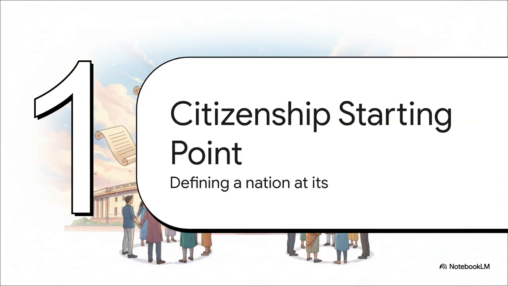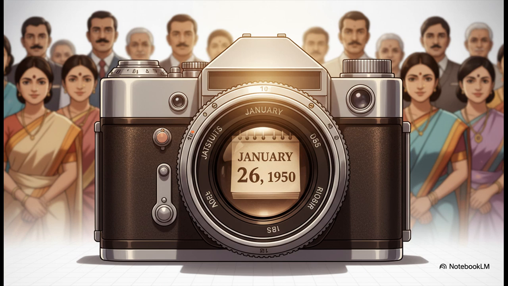All right, first up, India's citizenship starting point. Now, if there's one thing you take away about Article 5, let it be this. It was a one-time deal, a snapshot. It wasn't designed for the future. Its whole purpose was to establish a clear, definitive baseline of who was a citizen at one very specific moment in time. And that specific moment was, of course, January 26th, 1950.